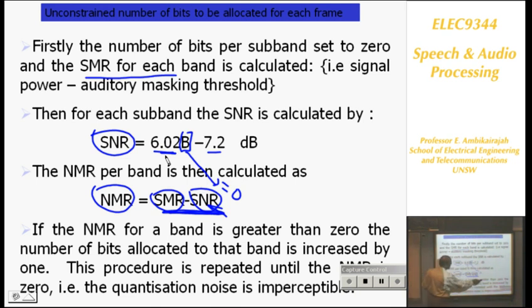If the NMR for a band is greater than 0, then the number of bits allocated to the band is increased by 1. So you increase them by 1 until SMR minus NMR equals 0, or SMR is slightly lower than SNR. So you keep increasing the number of bits. As you increase the number of bits, this increases and that increases. Initially you start with 0 and it increases. So every time it increases, you know how many bits you need. At one point, this minus this equals 0, or it becomes negative. You stop, and that's the number of bits you need to send.